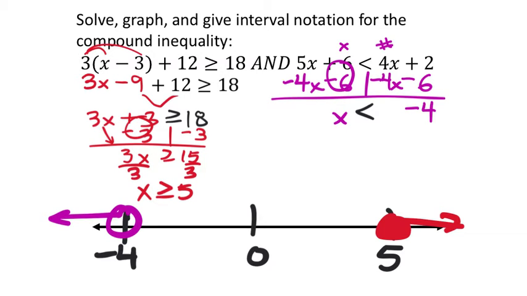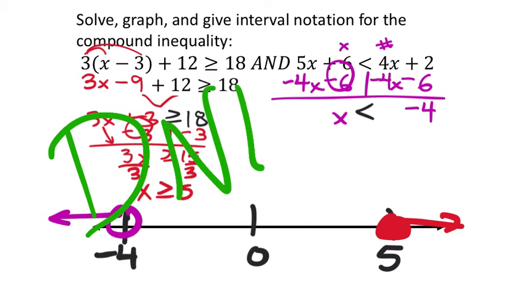Now again, for an or statement, this would be good, but this is an and statement. So is there any indication on this graph that it would be true for both? No, because the lines don't intersect. So, you know, I'm just going to put a big DNE on this one because it's the empty set, right? This doesn't have any solutions that would be true for both.